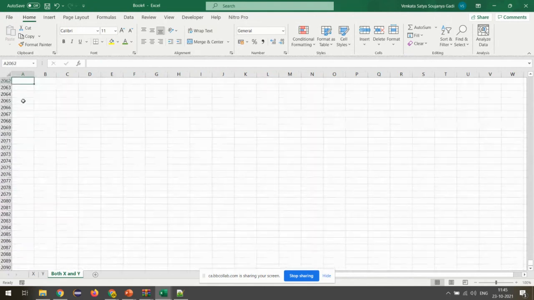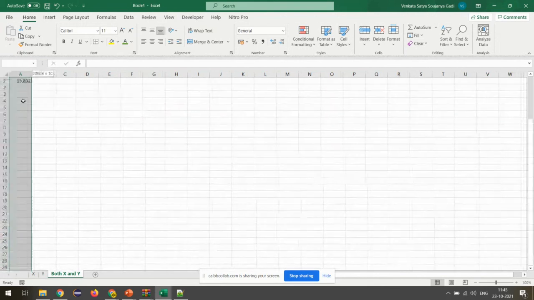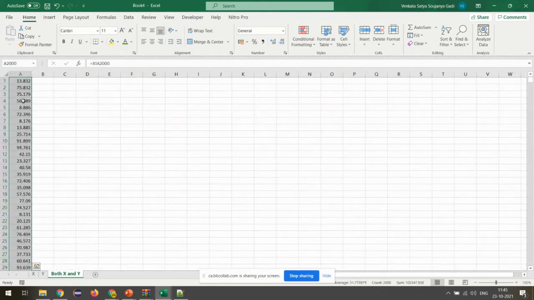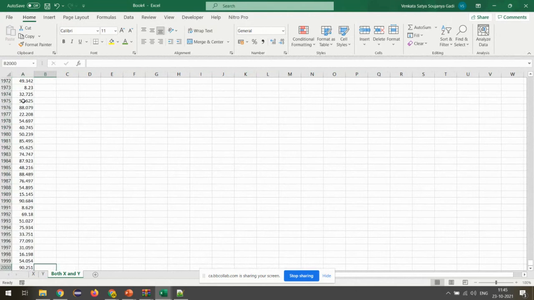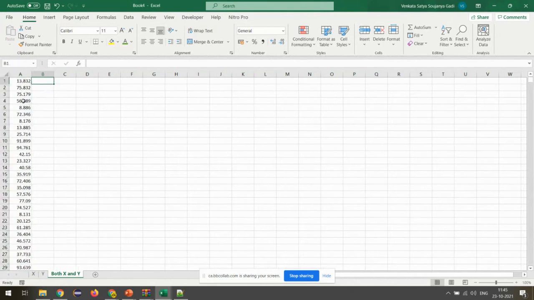So 2000 data, let me go to 2000 and I'll copy all of them. This sheet. And then I'll put the B column with the Y data. Instead of X, let's say Y.